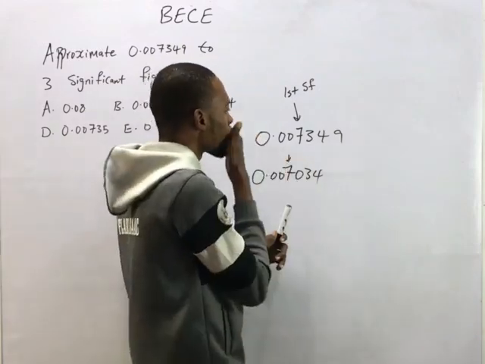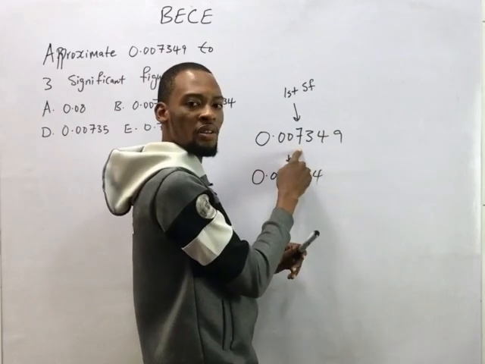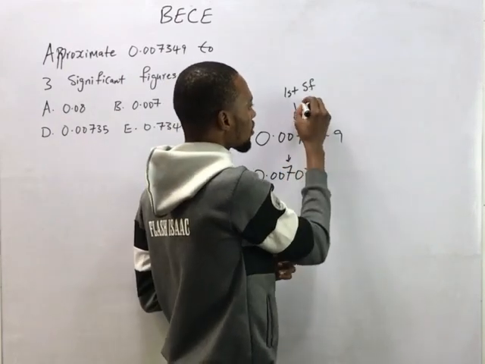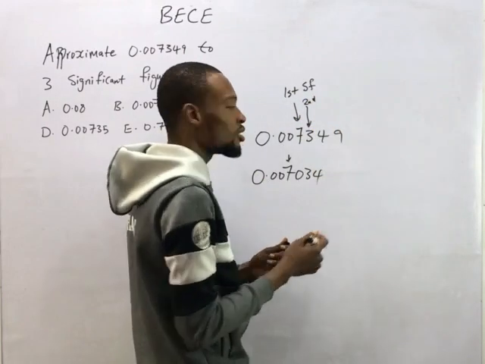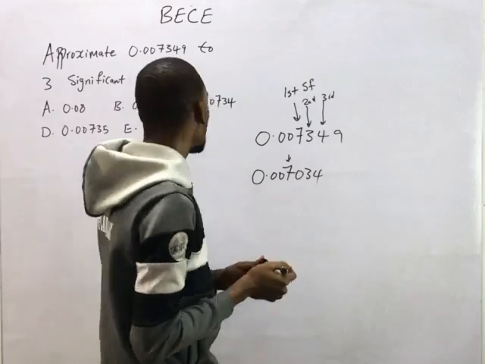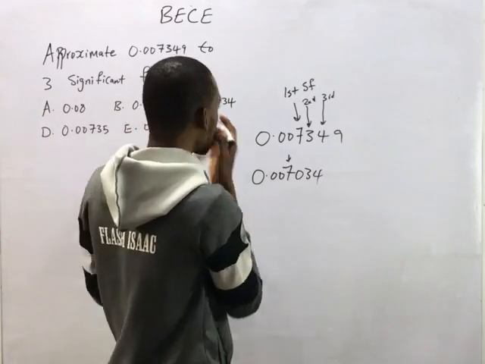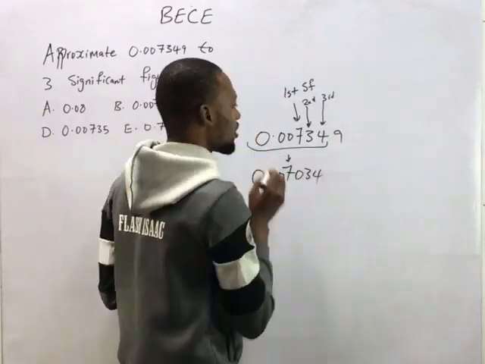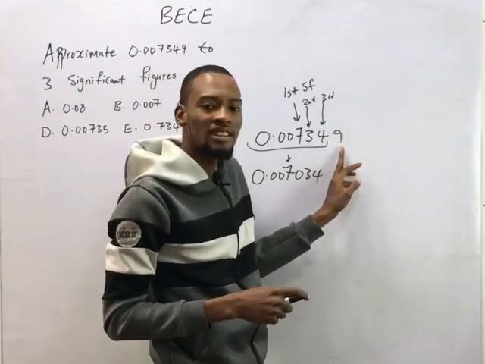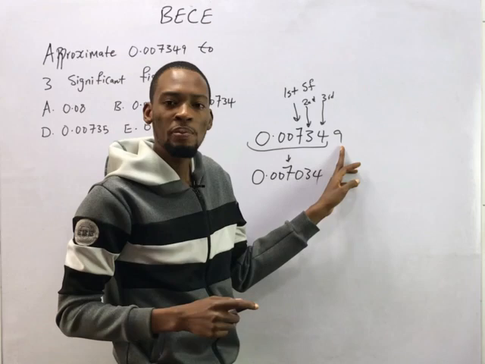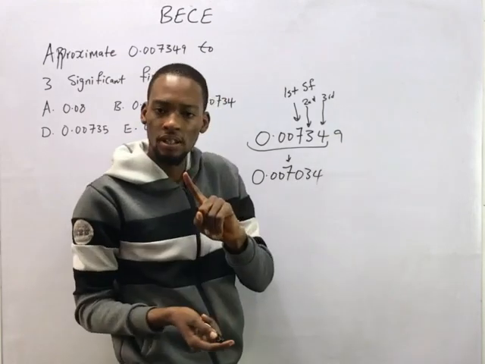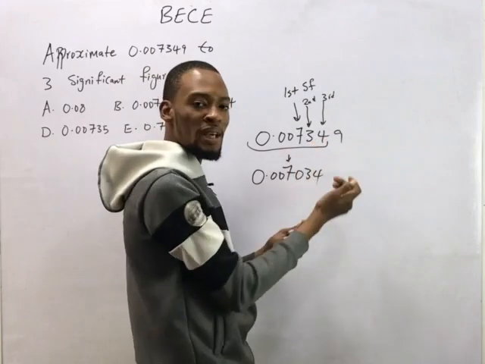So now, in this question, this is the first significant figure, that number that is non-zero. The second significant figure is 3. The third significant figure is 4. Now, if we are approximating this number to 3 significant figures, we are supposed to stop here. But before you keep your answer, look at the next number after the third significant figure. Is it bigger than 5? If the number is bigger than 5, you approximate. So this is 9. 9 is bigger than 5.